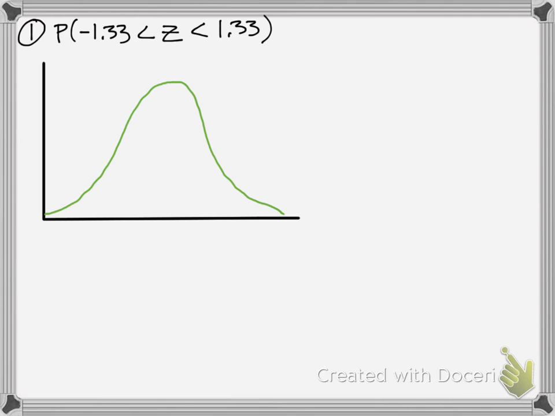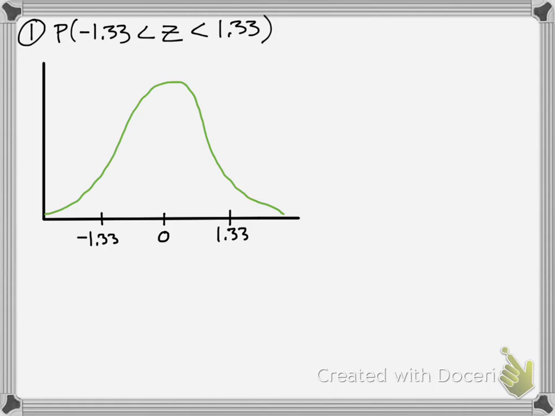Okay, so we'll explain how to use that. The probability of getting between negative 1.33 and 1.33. A few things to note: this value right here, exactly at the center, is 0. So if we want these two values, this would be negative 1.33, and this would be positive 1.33.